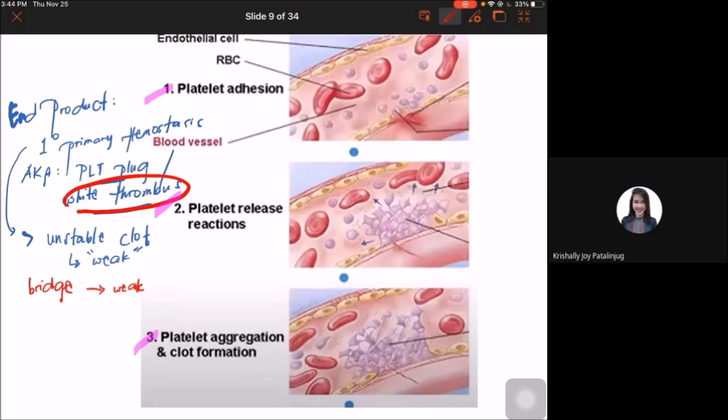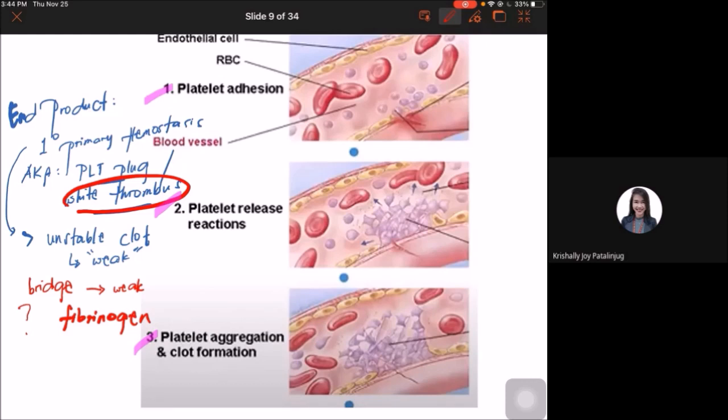Now, what is that bridge called again? Fibrinogen. Okay? Write it down, fibrinogen. It is still weak. Remember, in the first event, the fibrinogen, the bridge, is still weak. I keep emphasizing that it is weak because that gap, that problem involved in the first event, is being addressed by the second event.